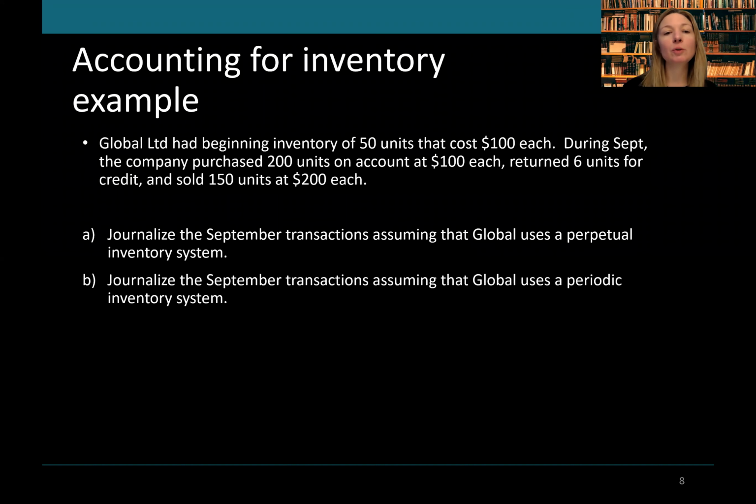And so we're asked to journalize the September transactions and contrast a perpetual system from a periodic system. So A is asking us to record the journal entries using a perpetual system, and B is asking us to record the same transactions using a periodic system. So let's see how the accounting for these types of transactions would be different based on the two different methods of accounting for inventory.